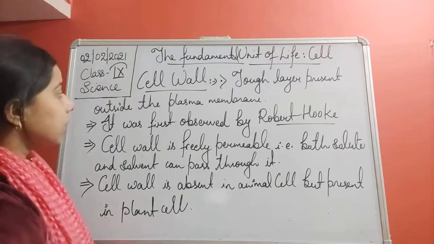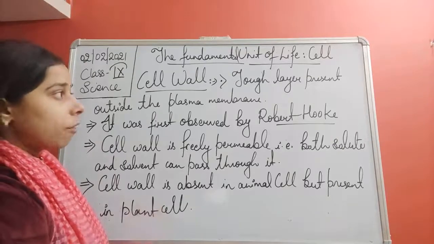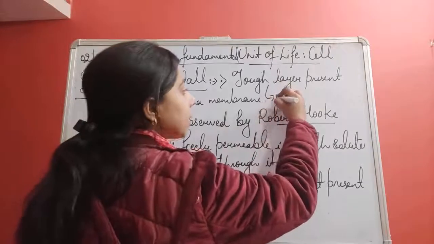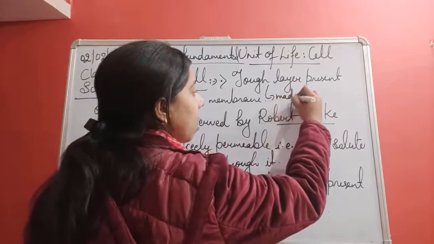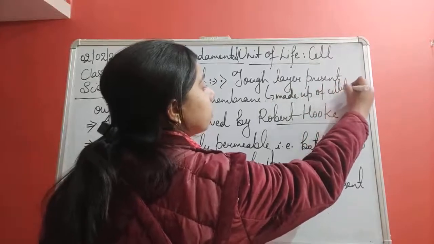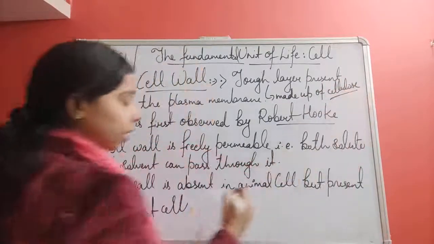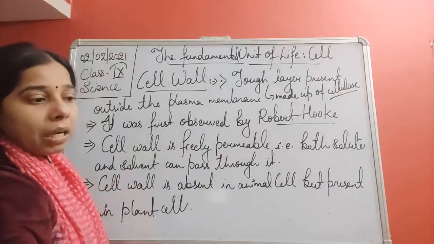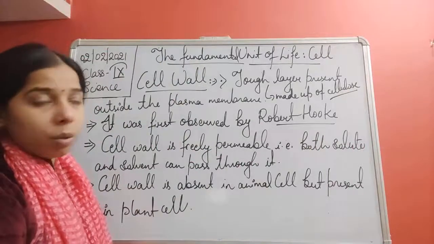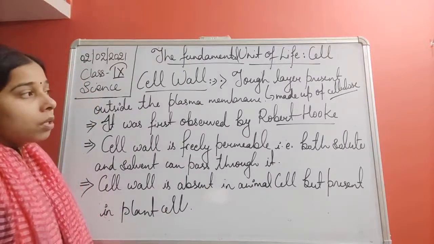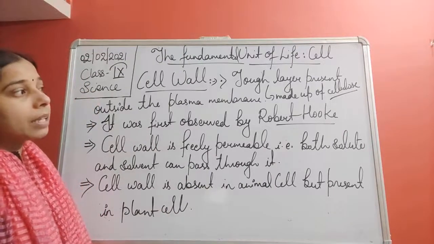Okay, so these are the things, students. The cell wall is a tough layer. Why is it a tough layer? Let me tell you that it is made up of cellulose. Cellulose is a kind of polysaccharide. Okay, so we can say that it is a polymer. So we can say it is a tough layer.